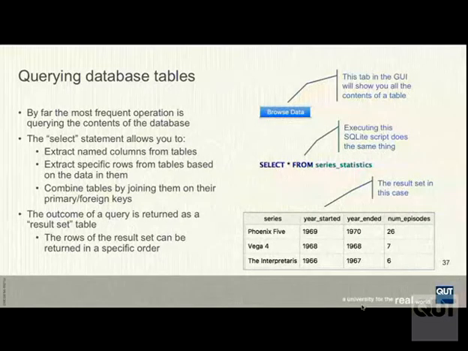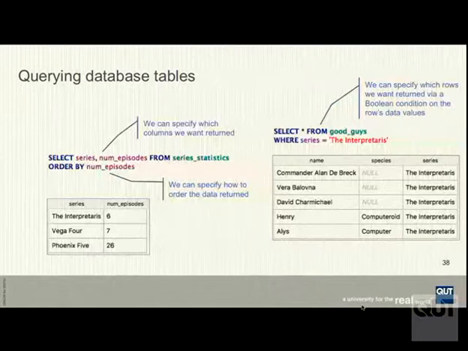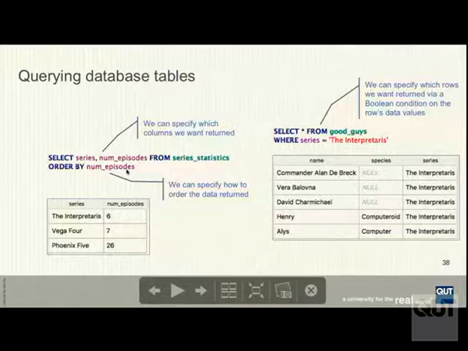And what it returns is what's called the result set. The result set is itself a table, which comes back from querying the database itself. So that's probably the simplest query you could imagine, just give me the whole table. But you can then start putting constraints on what is returned. For instance, you can divide the data up vertically by selecting which columns you want, and you just name the columns. Select series and number of episodes from the series statistics table.